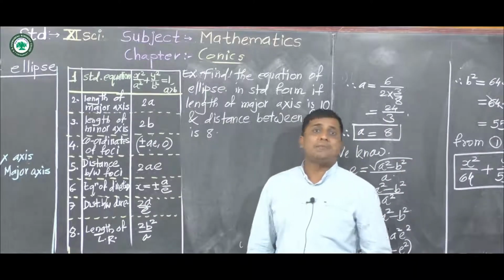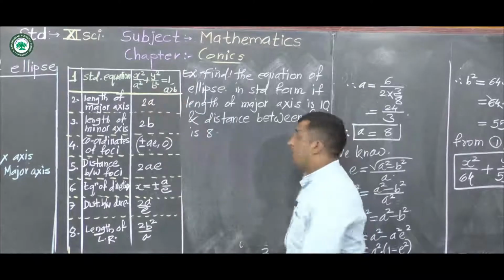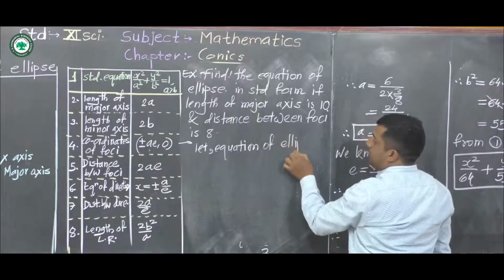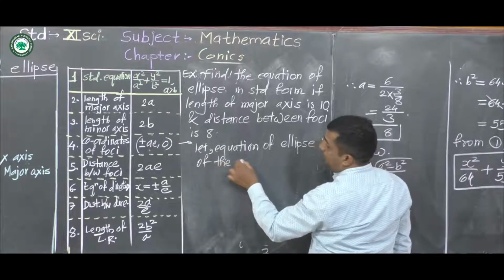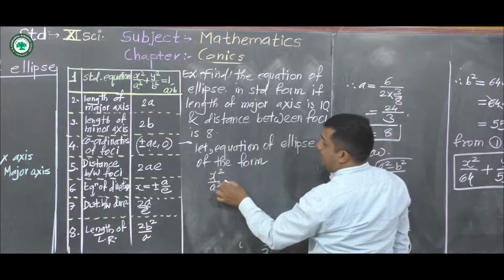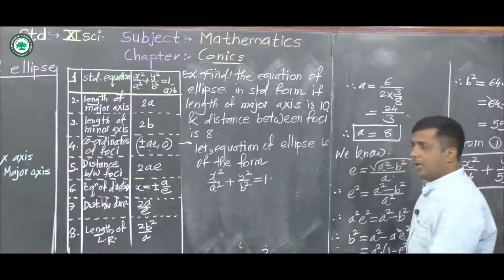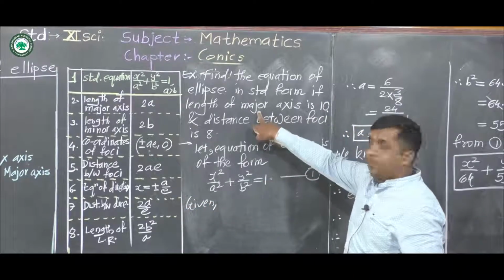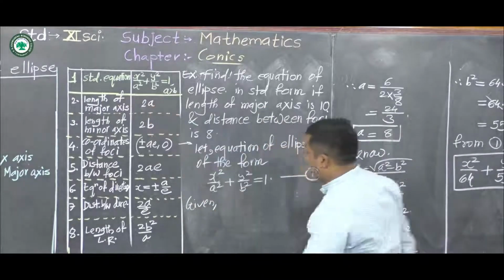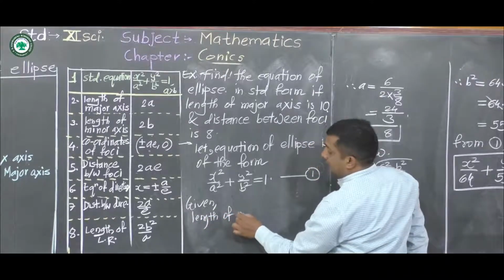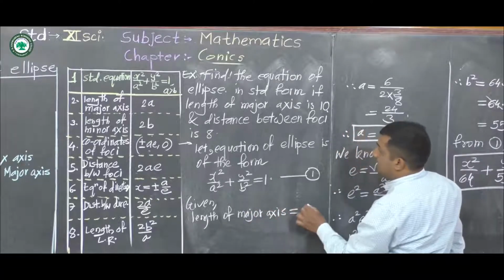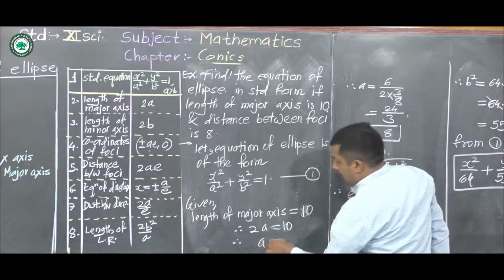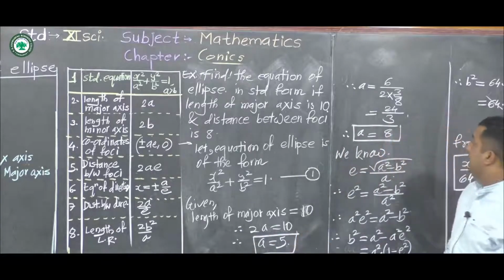Again, we consider the given equation of the ellipse to be of the form x square upon a square plus y square upon b square is equal to 1. Let us consider this as 1. Now we go with the given things. Given the length of the major axis, we know the length of the major axis is 2a. Here the length of the major axis is equal to 10. So 2a is equal to 10. Therefore a is equal to 5.